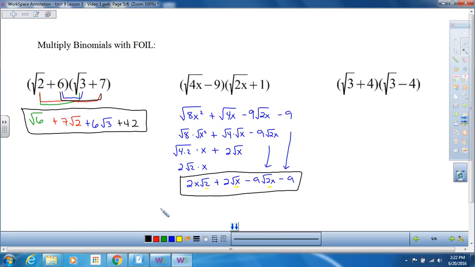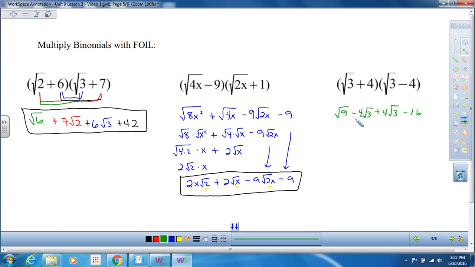Okay, we have one more to do. Okay, so square root of 3 times square root of 3 is square root of 9. My outer would be minus 4 times square root of 3. The inner would be plus 4 times square root of 3. And then the last would be 16.